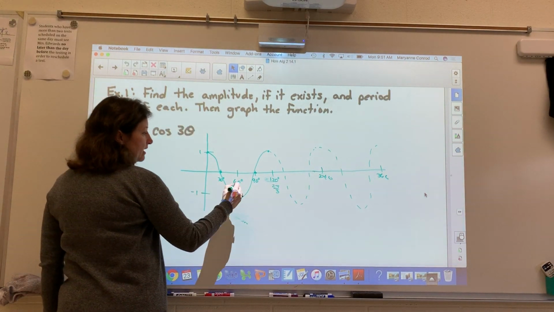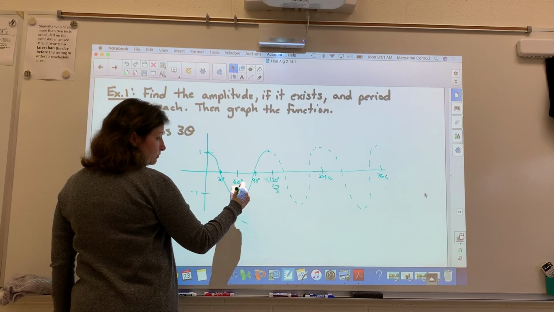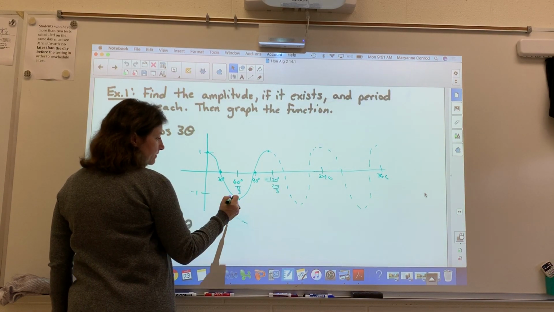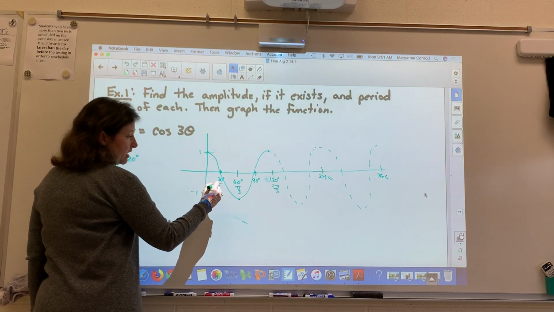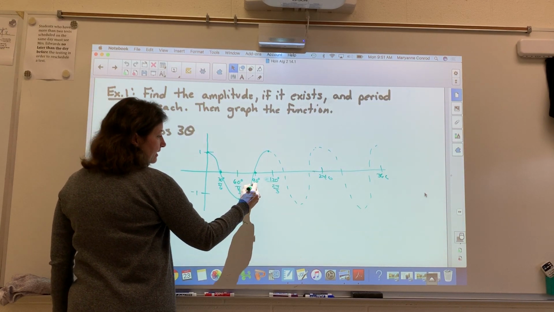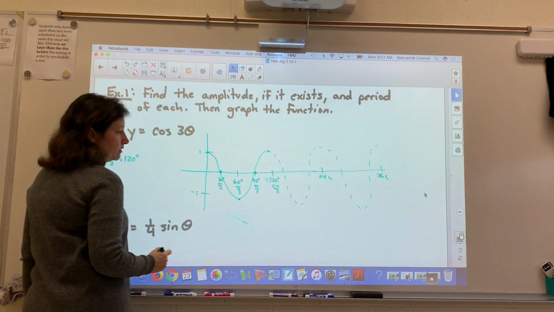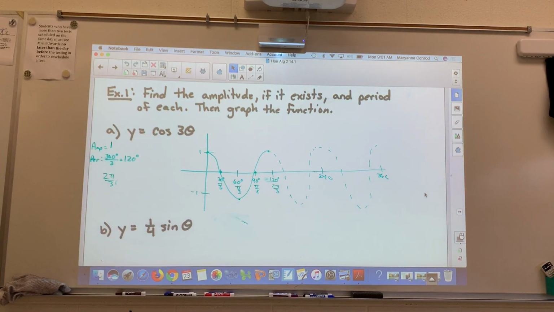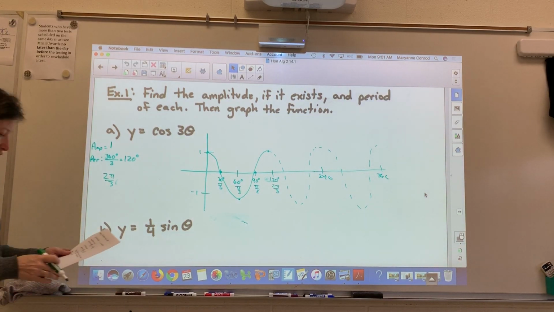60 would be half of this, which is pi over 3. 30 we know is pi over 6. And 90 we know is pi over 2. If you want to practice the radians. Okay, let's do letter B.